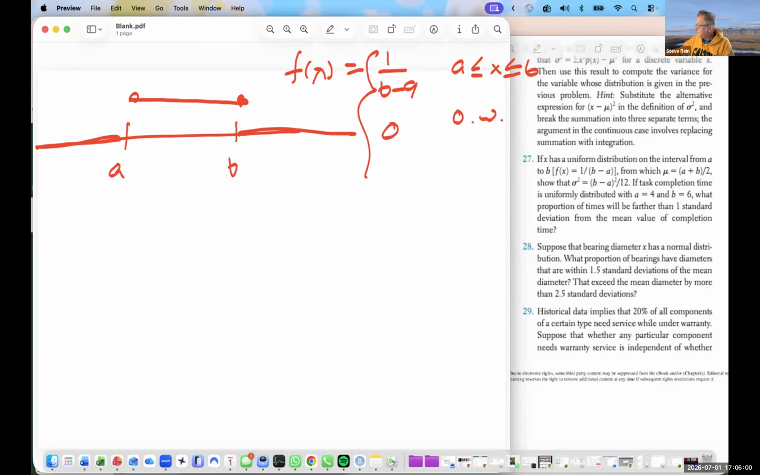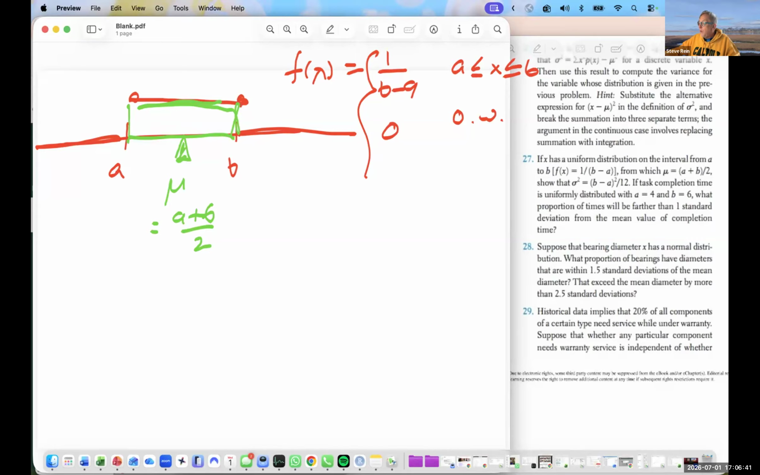So far, so good. One thing we did in class is we found that the mean, the average, is A plus B over 2. That makes sense, because if you were using a fulcrum and asking where this rectangle would balance, it's going to balance right in the middle. Mu is the symbol for the mean, but in this case it also happens to equal the median.